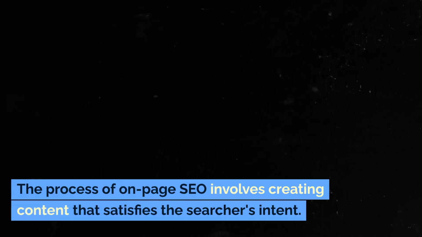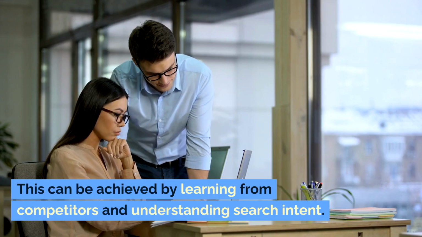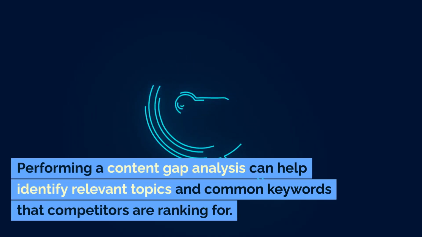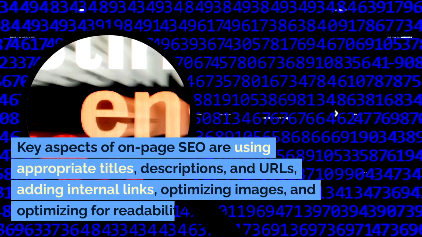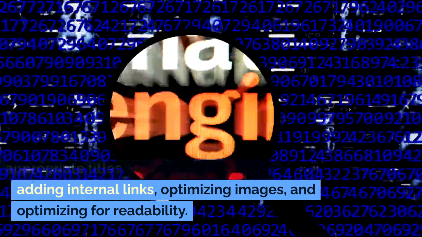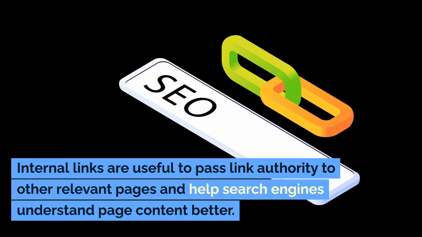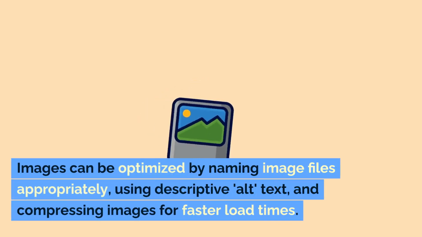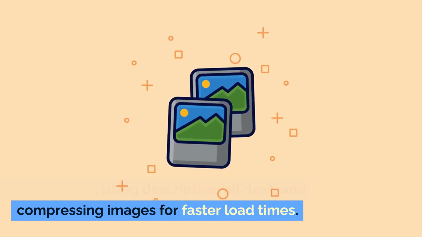The process of on-page SEO involves creating content that satisfies the searcher's intent. This can be achieved by learning from competitors and understanding search intent. Performing a content gap analysis can help identify relevant topics and common keywords that competitors are ranking for. Key aspects of on-page SEO are using appropriate titles, descriptions, and URLs, adding internal links, optimizing images, and optimizing for readability. Internal links are useful to pass link authority to other relevant pages and help search engines understand page content better. Images can be optimized by naming image files appropriately, using descriptive alt text, and compressing images for faster load times.